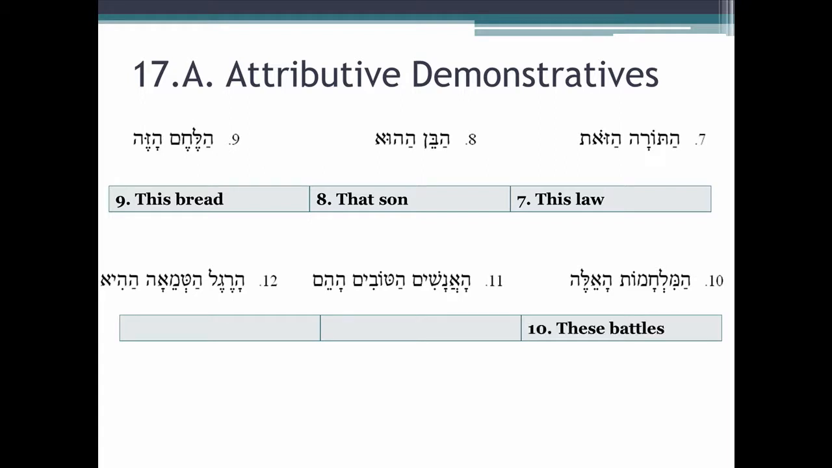Number 11, Ha'anashim Hatovim Hahem. Notice here we have noun, adjective, normal adjective, and then demonstrative. Those good men. And number 12, Haregel Hateme'ah Hahi, that unclean foot.